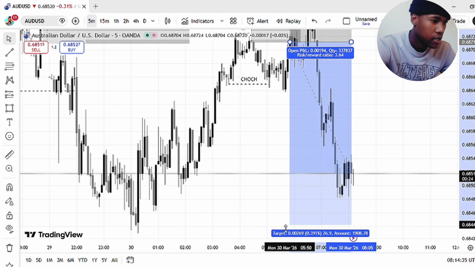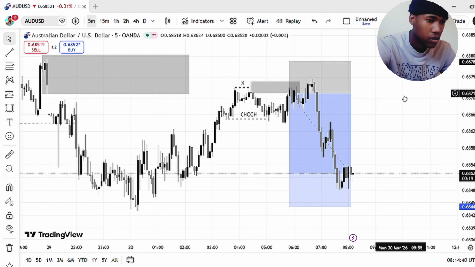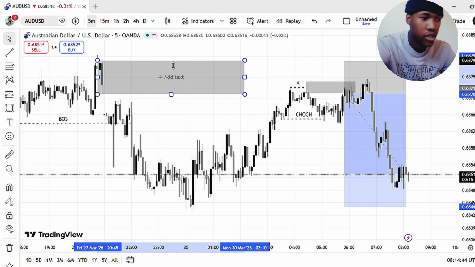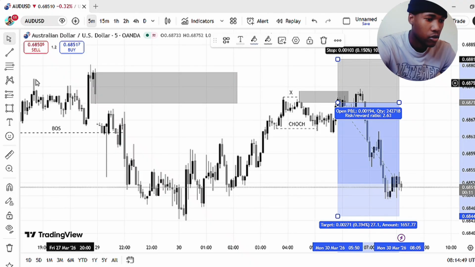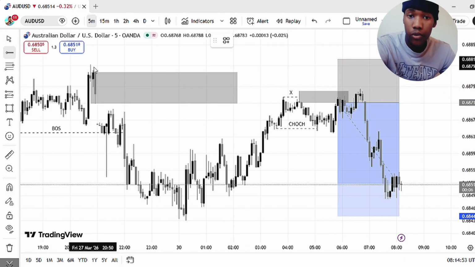And for my stop loss, I placed it all the way above this last week's rejection from this 15-minute order block. I placed my stop loss all the way up there. I gave the market breathing room.